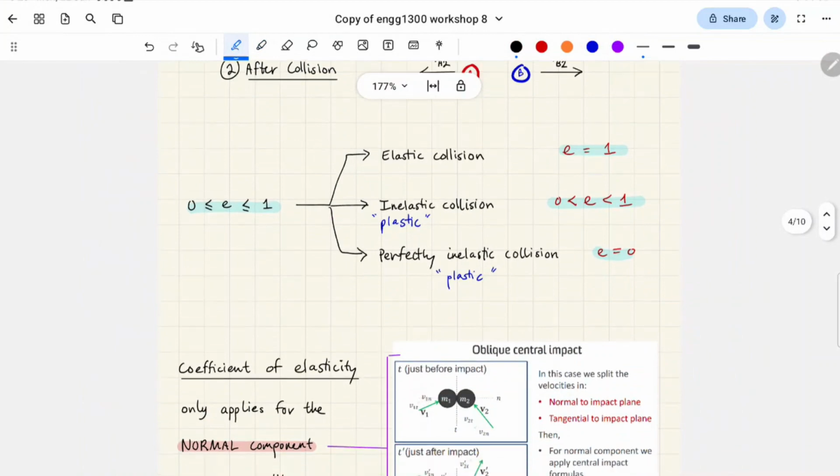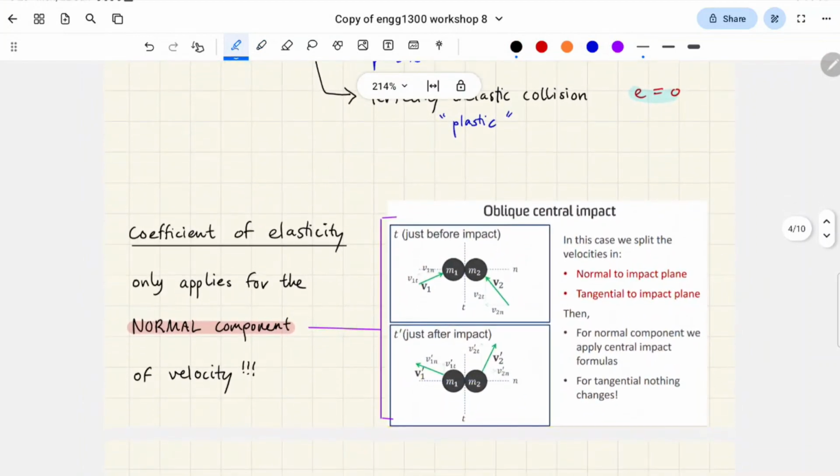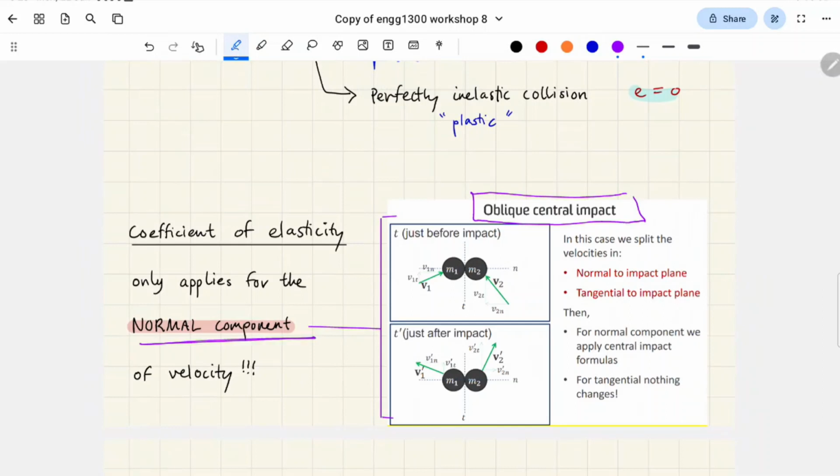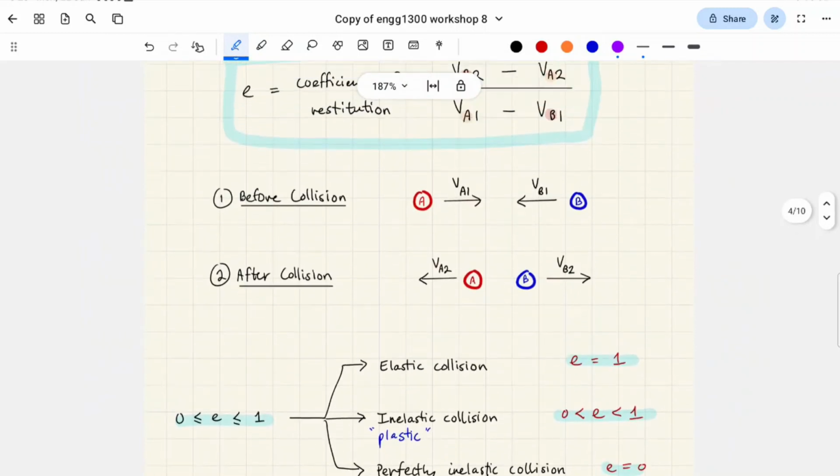And then, with our coefficient of elasticity, in the lectures I call this oblique central impact, I believe. But essentially, you have to remember our coefficient of elasticity only applies for our normal component of velocity.